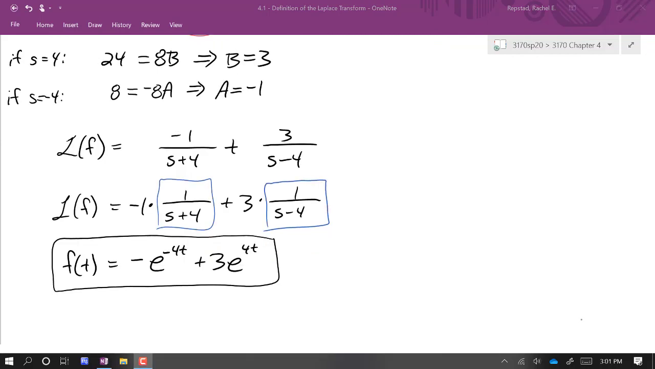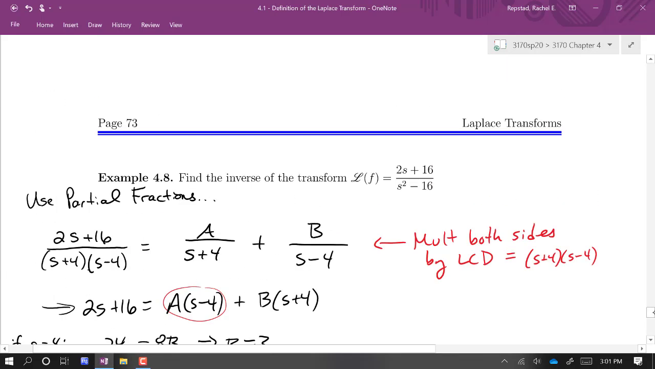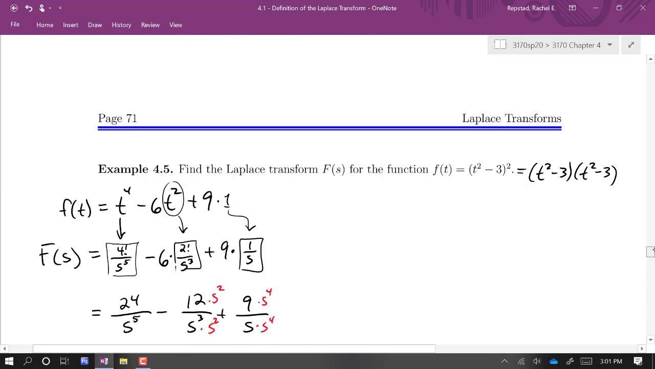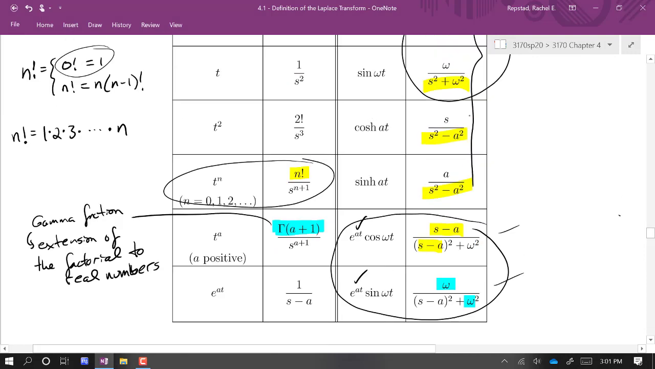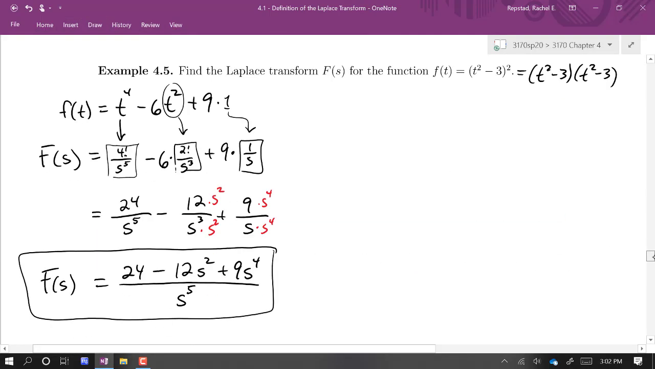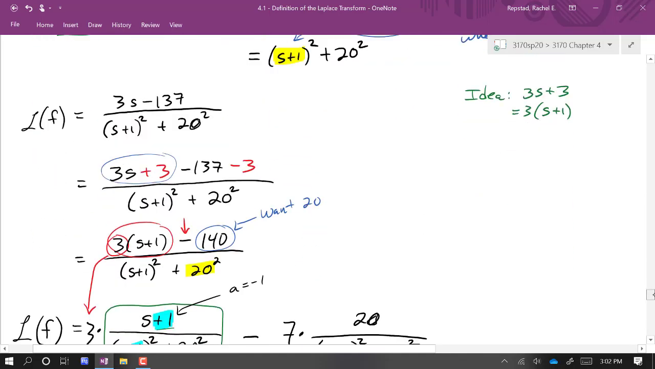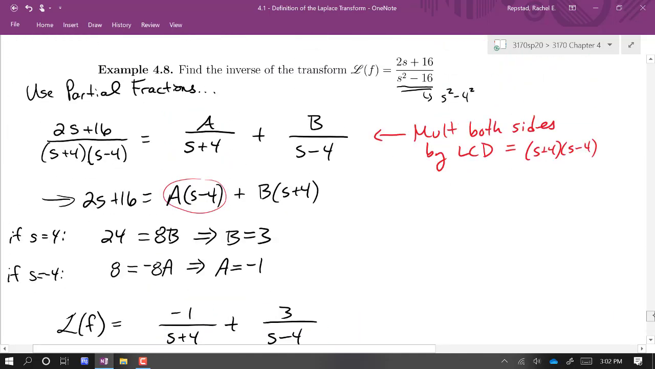There's actually another way to do this one as well. If we look at the original form that this function took on, there was no s term, so completing the square wasn't something we were going to do. However, you might have recognized this as a difference of squares, right? This is s squared minus 4 squared. And if we scroll up to that table, the difference of squares is where we had the hyperbolic sine and hyperbolic cosine. So we could use some algebra to rewrite this in a different way and find the same function in the end. And so that's what we're going to do.